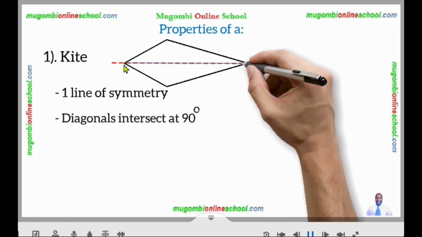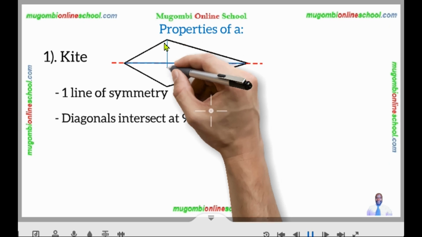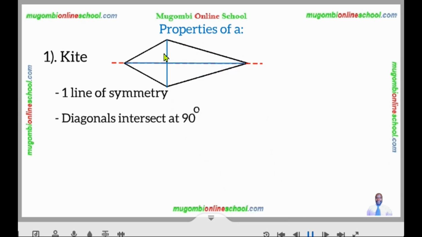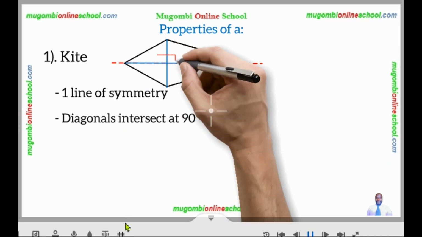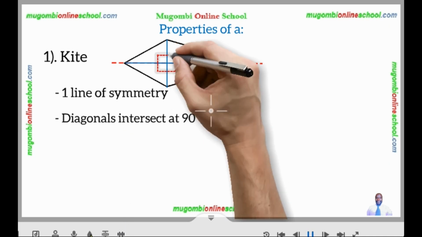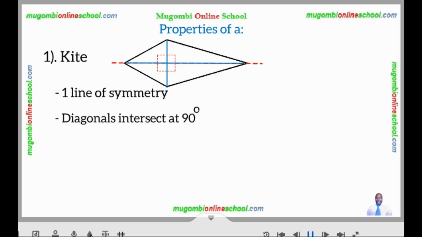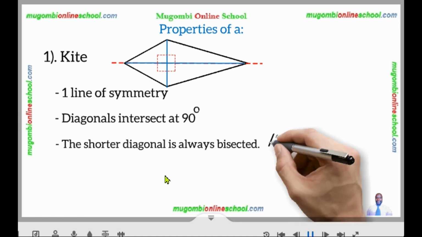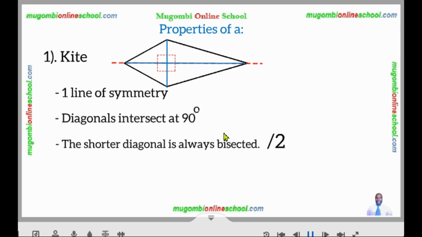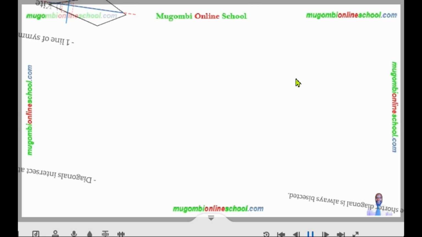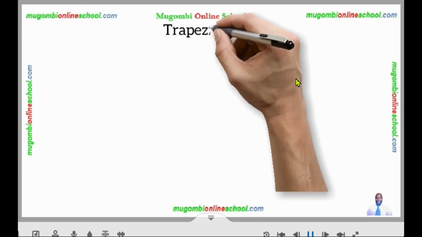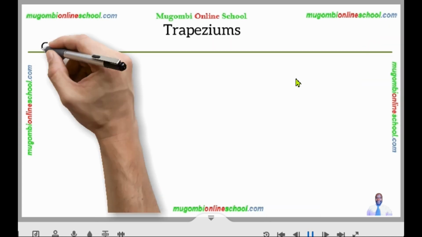A diagonal is from one vertex point to another vertex point, as well as this vertex point to this one. The diagonals intersect at 90 degrees, which is 4 right angles to make 360 in total, which is fine. And then the next property: the shorter diagonal is always bisected, which means divided by 2. In this case, the line will be divided by 2. This will be halfway, and this is the other half, because the shorter diagonal has been bisected by the longer diagonal.